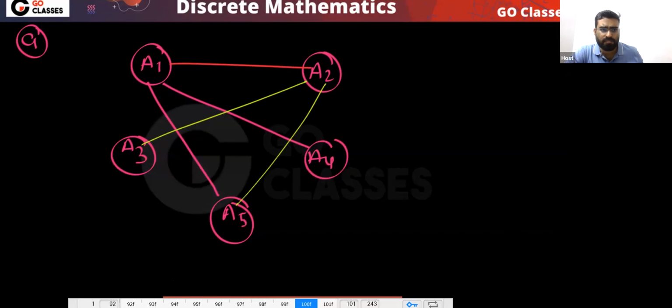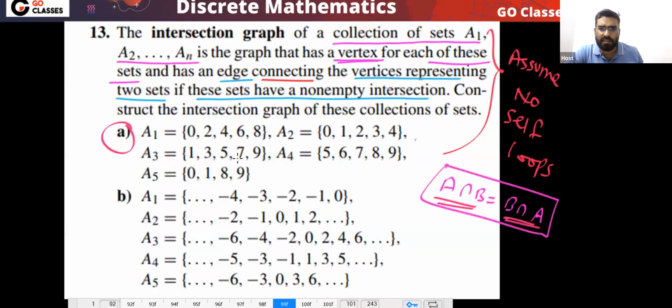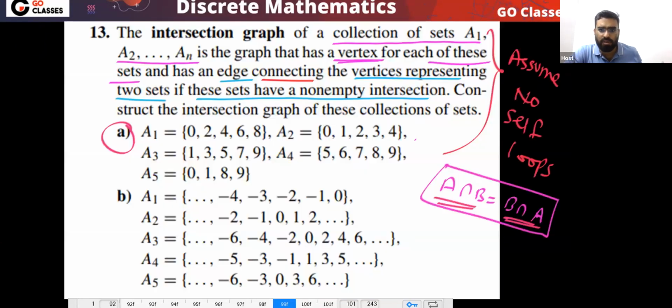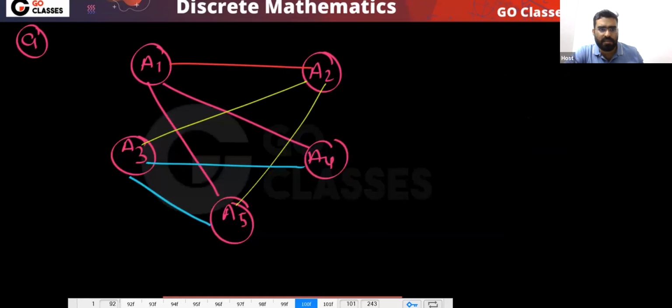Now the next is A3. So A3 A4, yes, I should put an edge between them. And what about A3 A5? Yes, there should be an edge between them. Next, A4 A5, should there be any edge? Yes, there should be an edge.